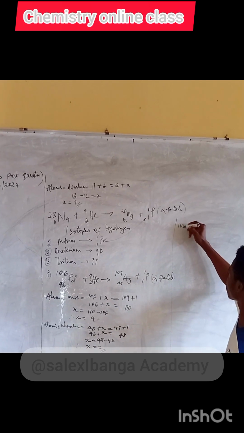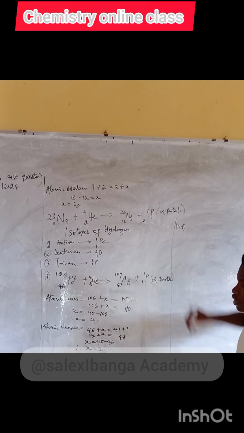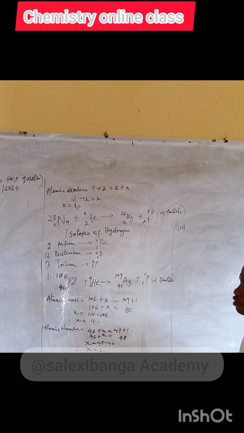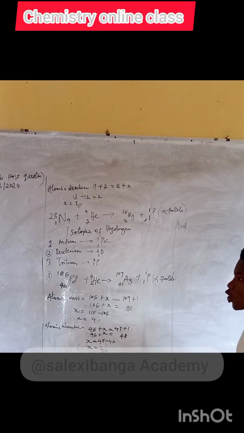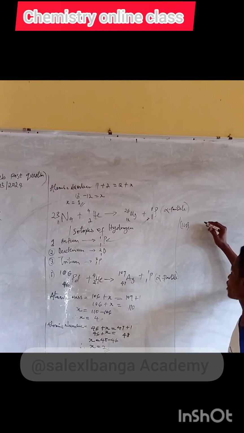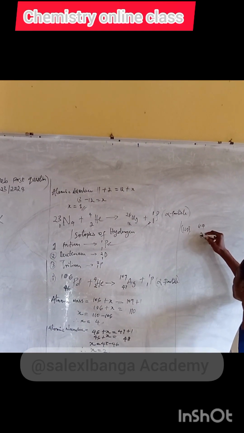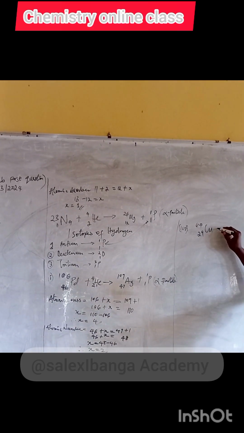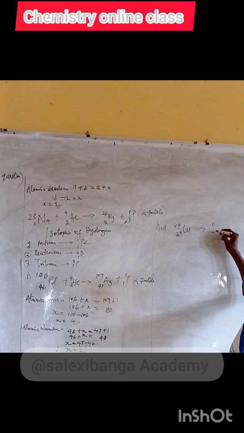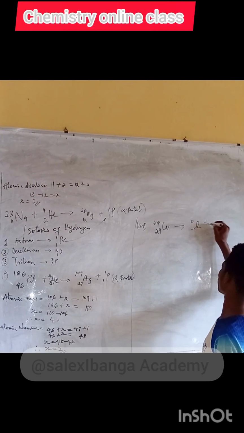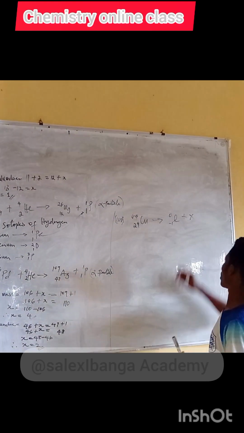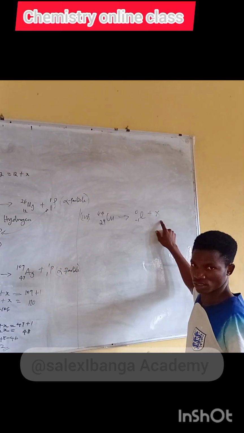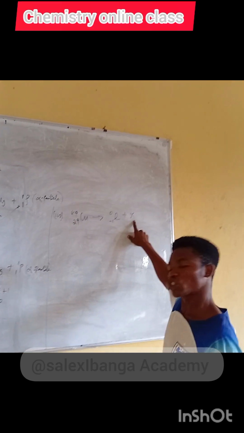The third one says we're having copper-64, atomic number 29, to give me 0, minus 1 electrons plus X. My people, I'm looking for X. Our aim is to obtain this X.